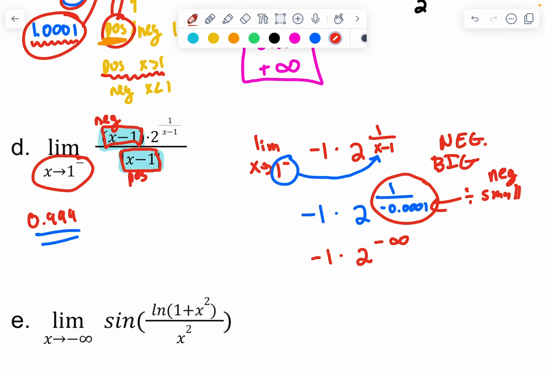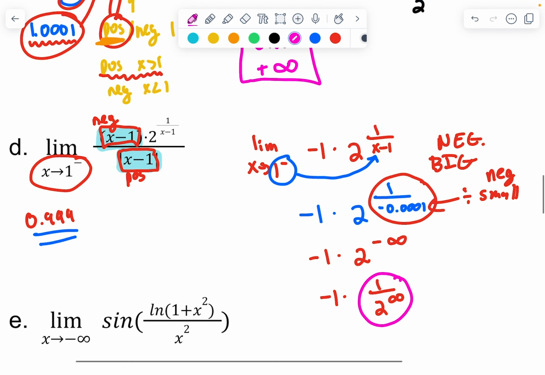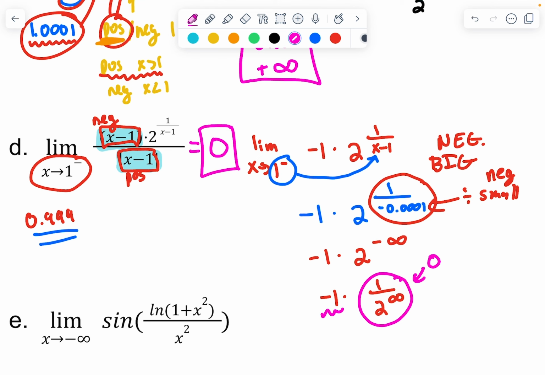Well, here's the deal. 2 to a negative power is like division by 2, or 1 over 2, to a really big power. And this is going to approach 0. So this whole limit is going to approach 0. This negative 1 doesn't matter because as we're approaching 0 from the negative side, sure, but 0 is 0. There's no positive or negative 0.